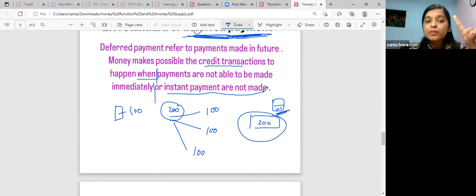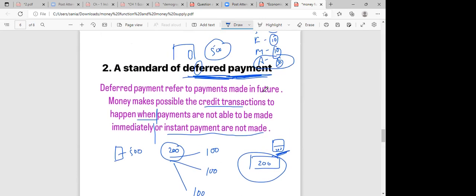So first, what is deferred payment? Ma'am, deferred payment refers to payment made in future, and money makes possible the credit transaction to happen. Why are you doing credit transactions? When instant payments are not done, or you can say when payments are not to be made immediately. Clear? Yes, ma'am. Okay, so you can write check in this. Okay.